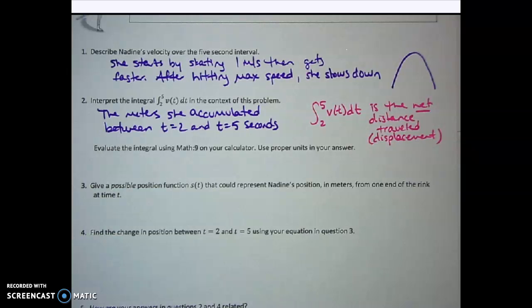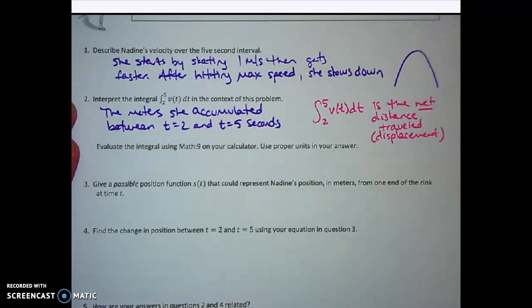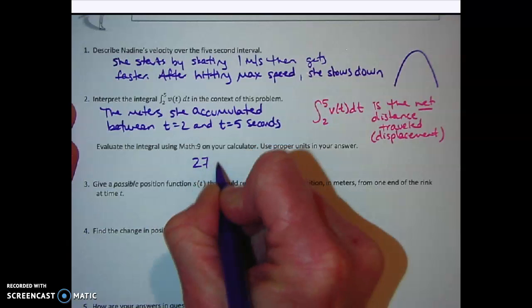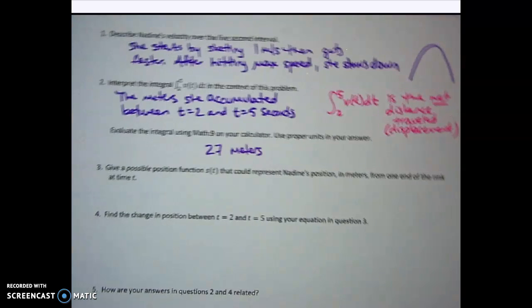Now I'd like you to, again, pause the video and use your graphing calculator if you have it. Use the Math 9 on your calculator and see what it gives you for that interval. Again, make sure you're plugging in that equation up there. And hopefully when you do that, you're going to get that she traveled 27 meters.